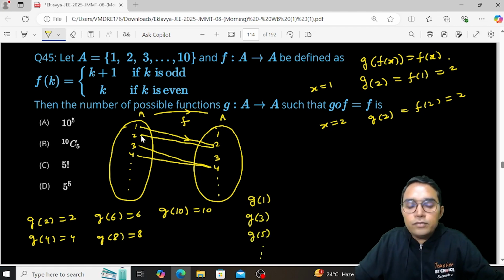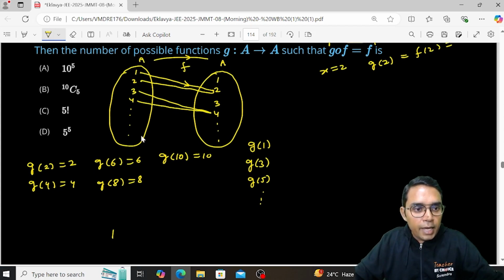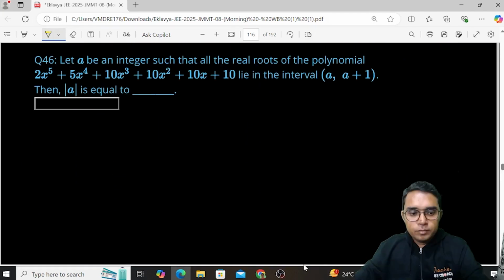Okay, for these we have no condition, because to match this condition, g1, g3 can be anything. So these values for g1, 3, 5 can be matched to any values in the codomain A, and codomain A is having 10 elements. So for every element I am having 10 options. So it will be actually 10 into 10 into 10 into 10, 5 times. So answer should be, I think, A, that is 10 power 5.